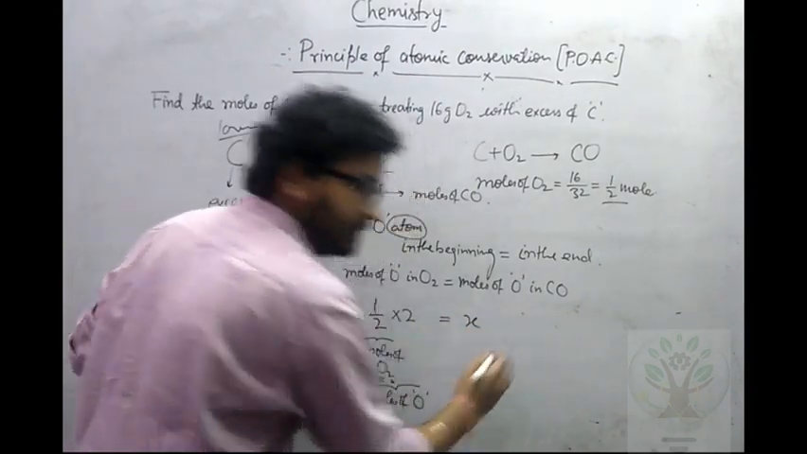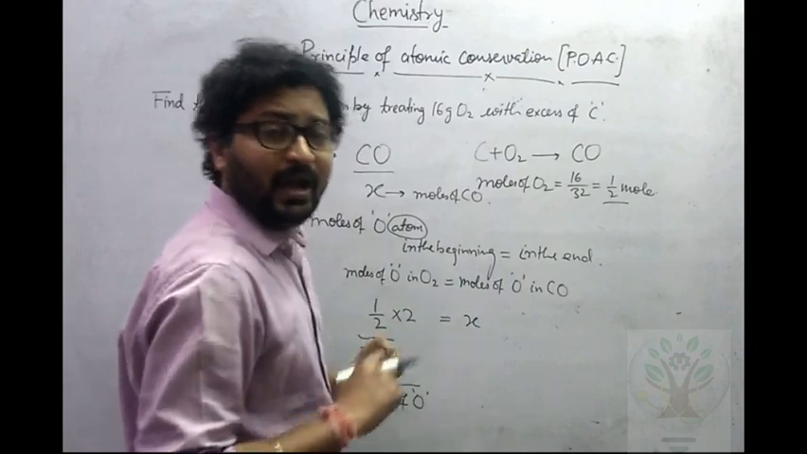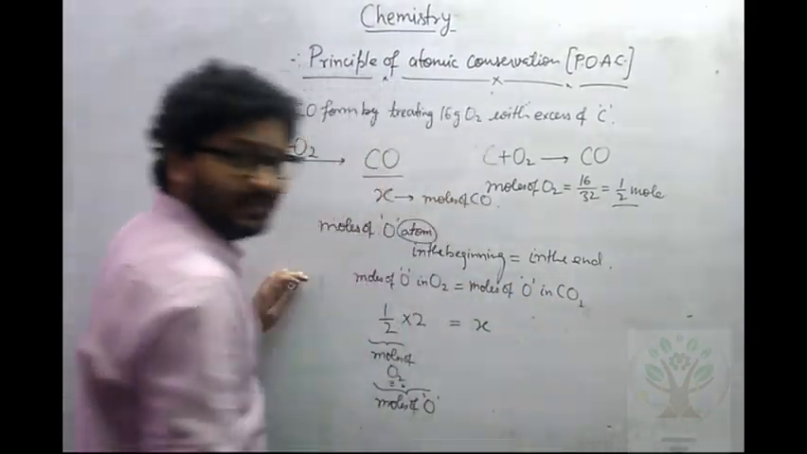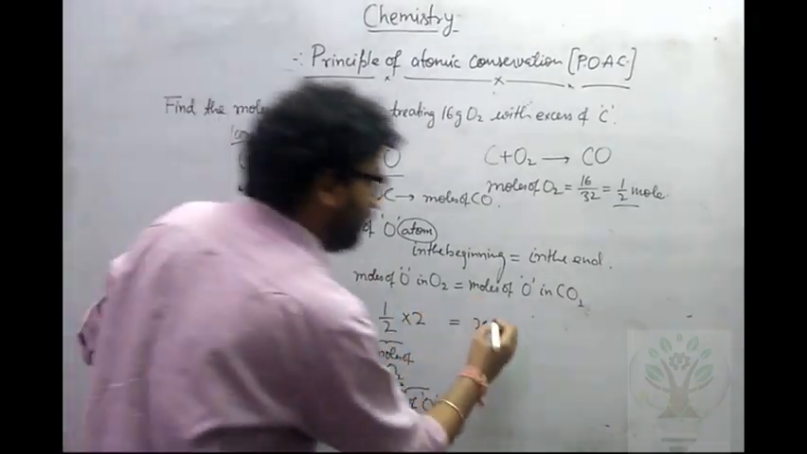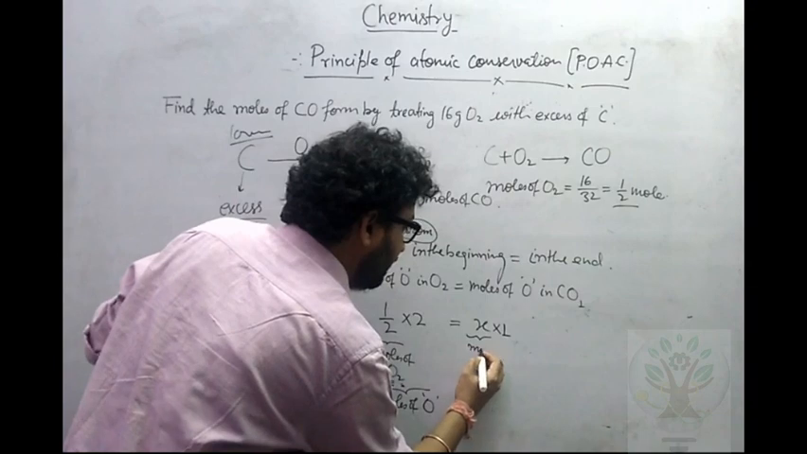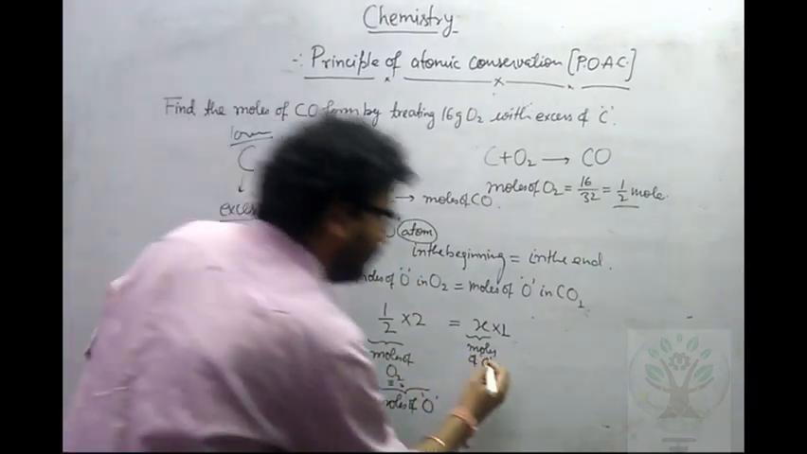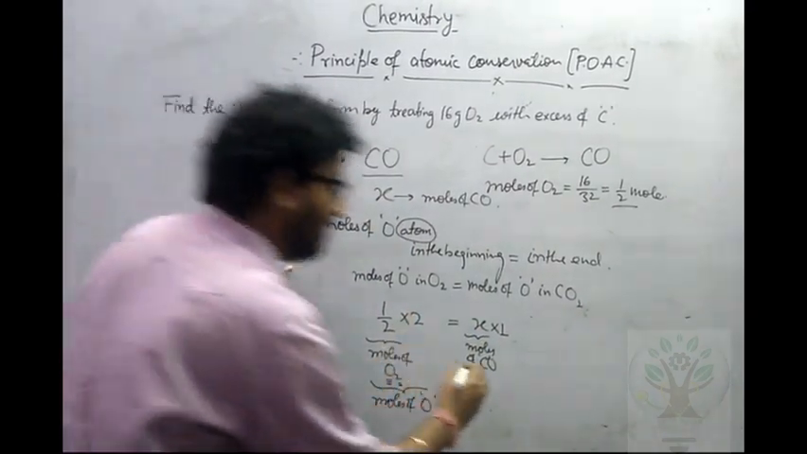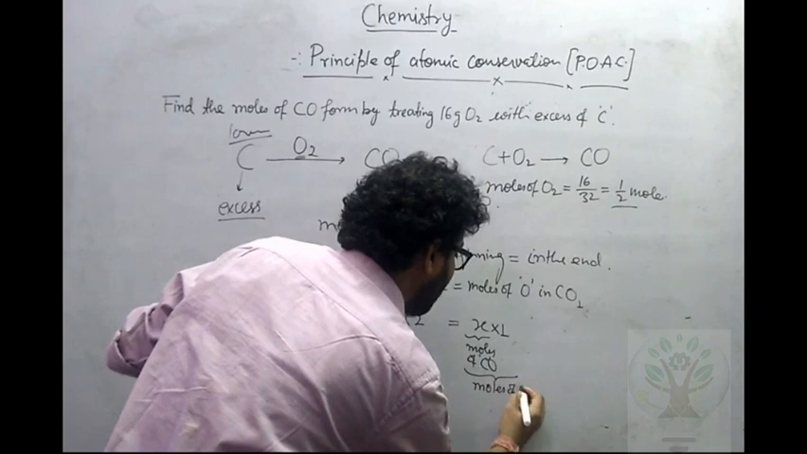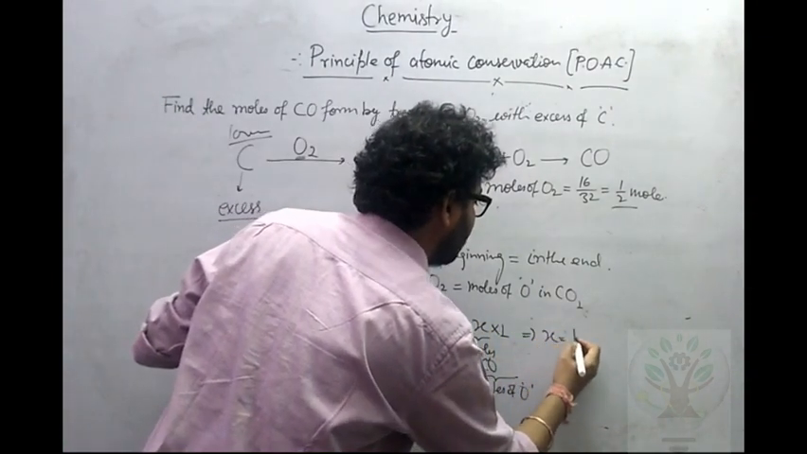I have X moles of CO, so it equals X. Now, am I consuming moles of CO? No, I am consuming moles of O. So in each CO, how many oxygens can you see? You can see one oxygen. So X into 1. If I multiply this by 1, it will become moles of O. Now from here, I am getting X equals 1.